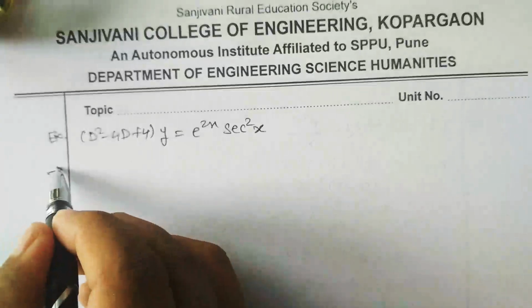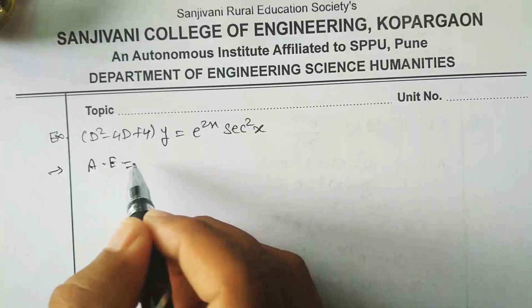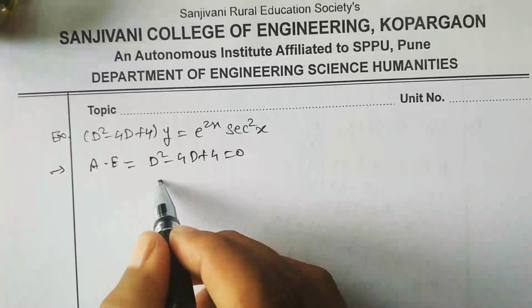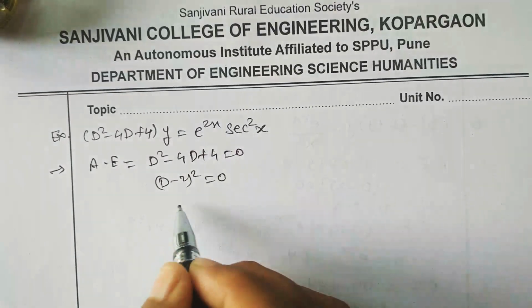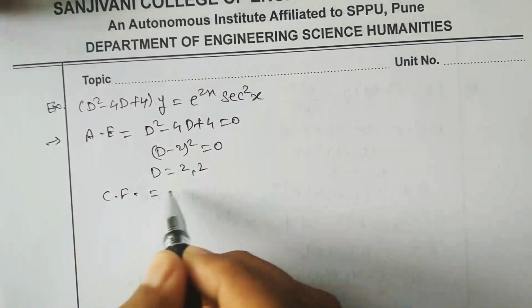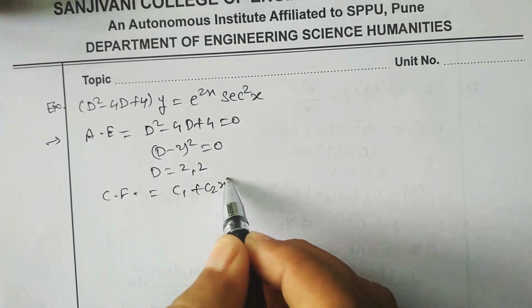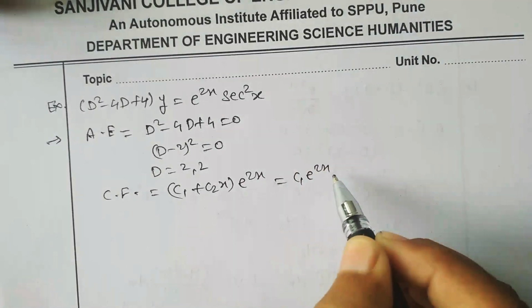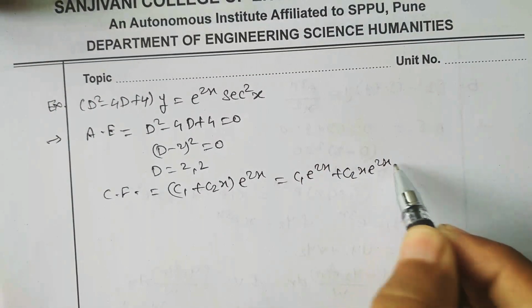Next example, (D² - 4D + 4)y = e^(2x) sec²x. So the auxiliary equation is D² - 4D + 4 = 0. That is (D - 2)² = 0. So roots are 2, 2. So CF is (C1 + C2x) e^(2x). That is C1 e^(2x) + C2 x e^(2x).